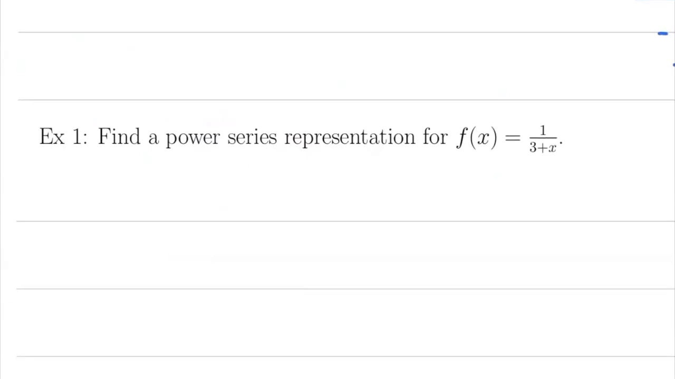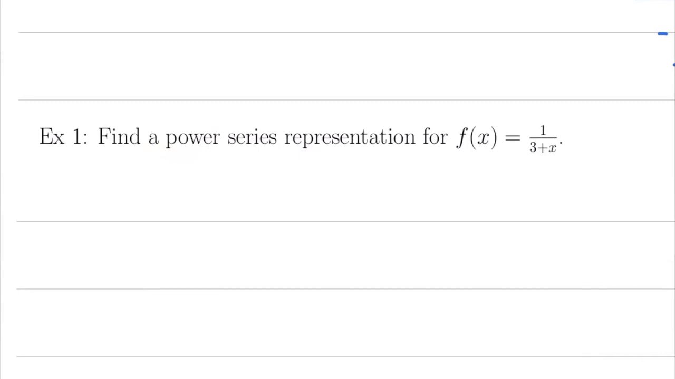So for this example right here, it asks to find a power series representation for f of x equals 1 over 3 plus x. And notice how I'm saying find a power series representation. I did notice that. Yes, and there's a reason for that. It's meaning that there can be multiple power series representations for a function.